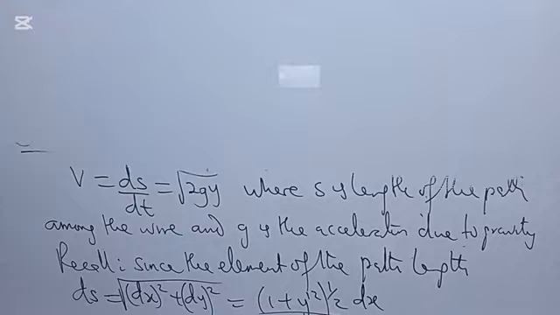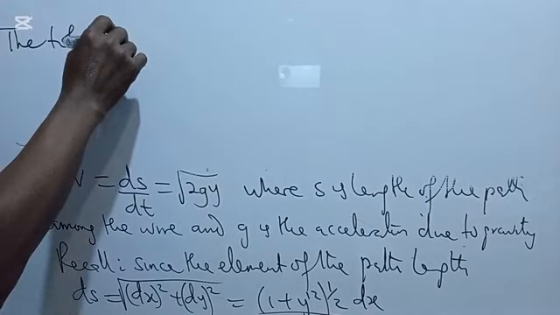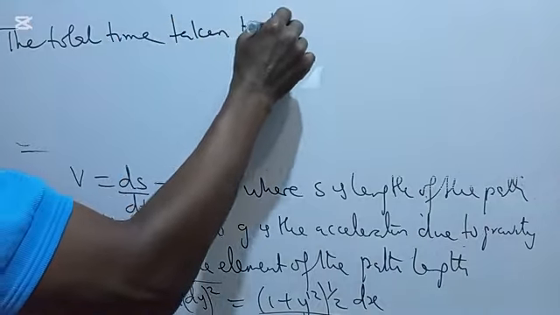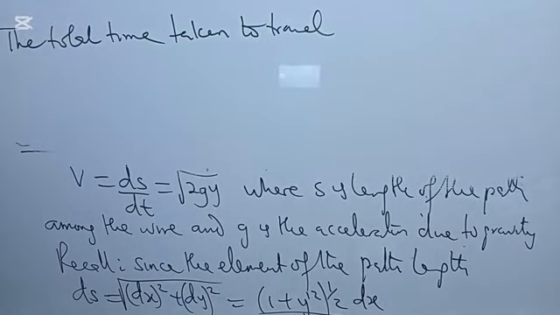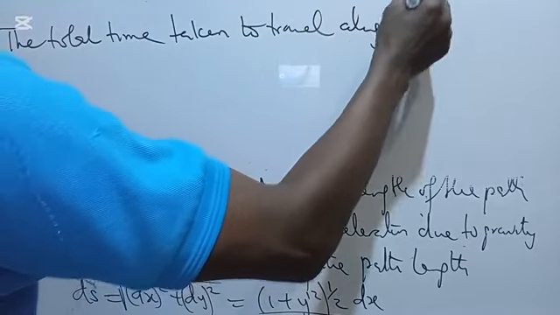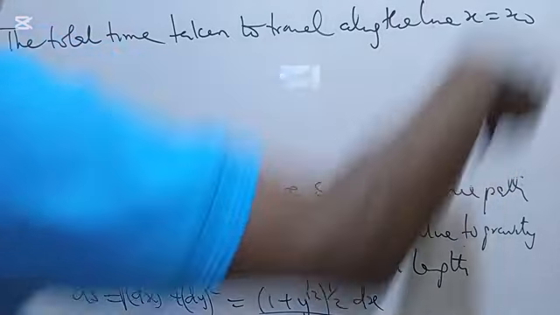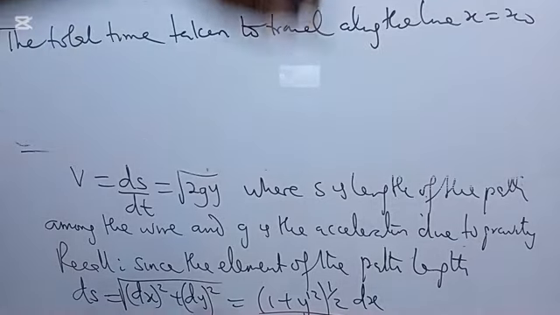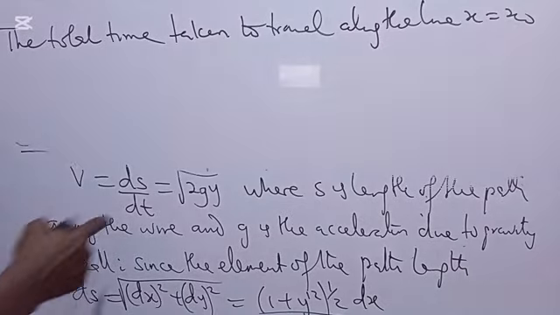All right. Now, we need to find the total time taken to make that journey, traveling from point A to B, to travel along the line x equals x naught. You know, it actually started from the origin, and it's traveling along that wire. It will get to x equals x naught. Now, what is the total distance traveled from here?